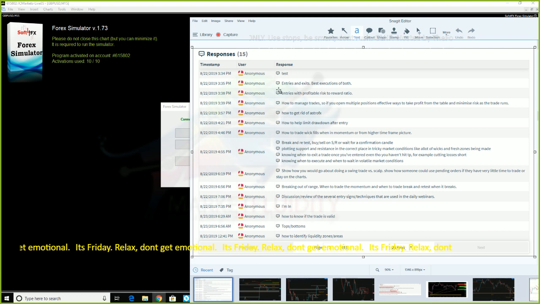So basically, first, entries and exits, best executions of both. I'm going to go over them one by one, and hopefully this can give you some clarity, because some questions are extremely specific, which means there's going to be a lot of instances in the charts that require a lot of variables at play. So the best way to answer those questions is looking at the charts themselves.